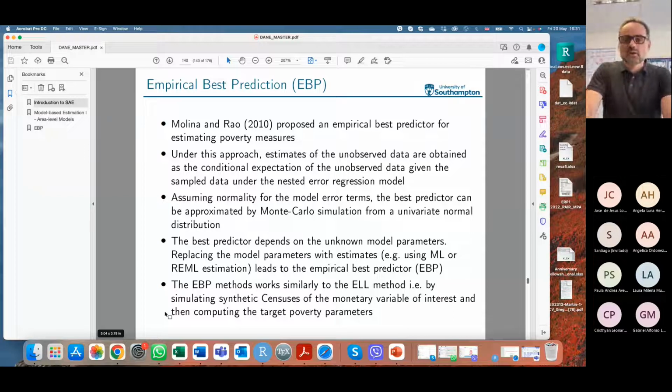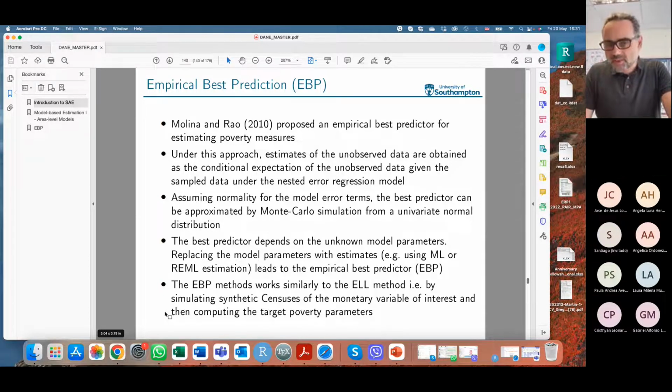Okay, so the best predictor depends on the unknown parameters, and replacing the unknown parameters with estimates will lead to an empirical best predictor. So basically, it's exactly the same discussion that we had before. You have a form of a best predictor, you have unknown parameters, you plug in estimates of these unknown parameters using some estimation method like maximum likelihood, and then that will define the empirical best predictor.